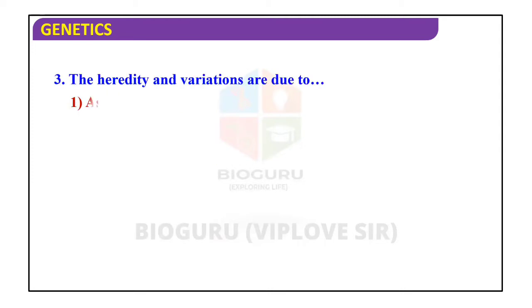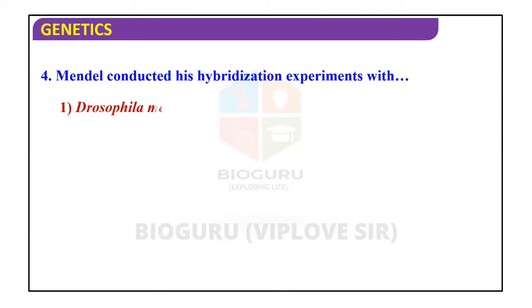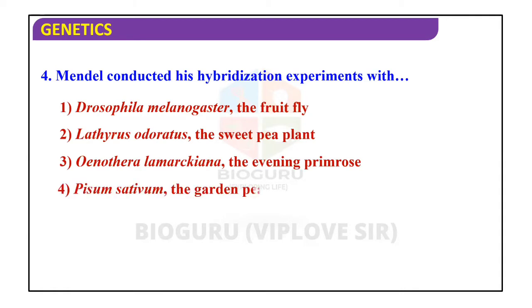Good. Now the heredity and variations are due to sexual reproduction, vegetative reproduction, or all of these? Yes, it is sexual reproduction. Mendel conducted his hybridization experiments with Drosophila melanogaster, the fruit fly, Lathyrus odoratus, the sweet pea plant, Oenothera lamarckiana, the evening primrose, or Pisum sativum, the garden pea plant? Yes, it is Pisum sativum, the garden pea plant.